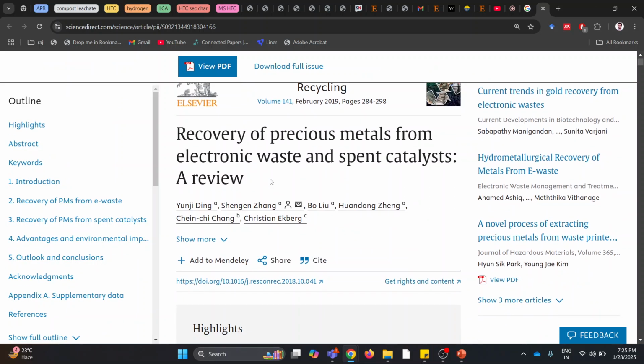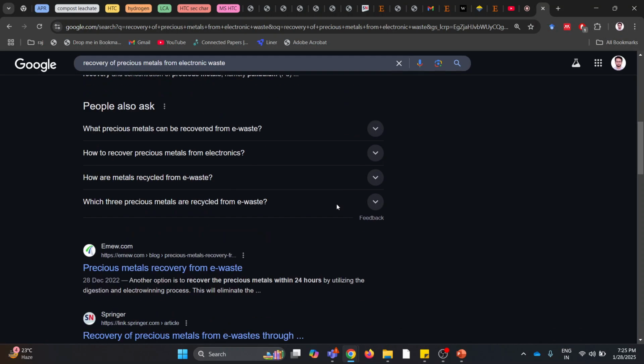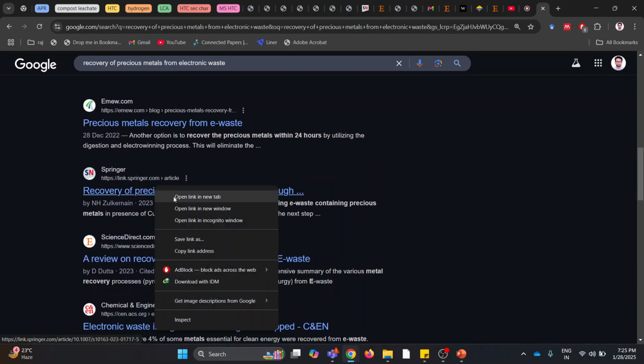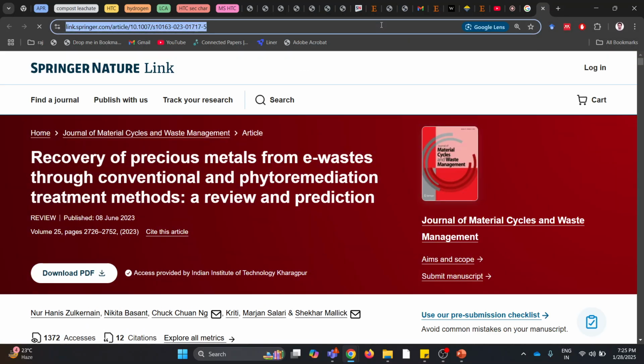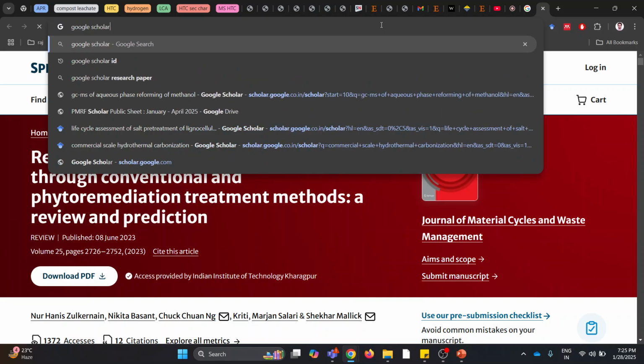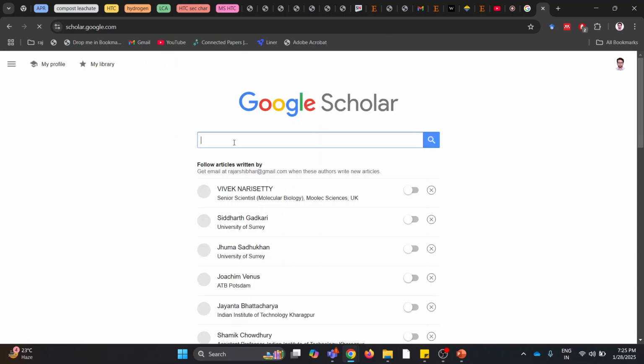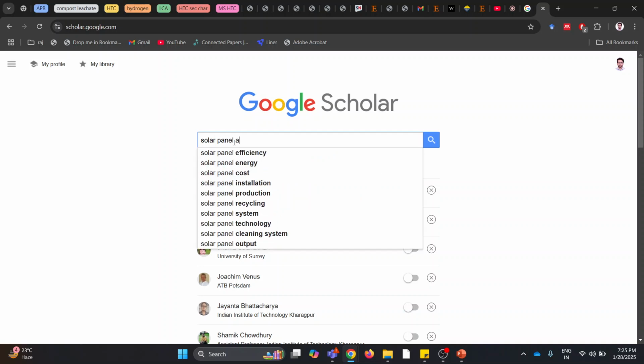For example, this is one such article on recovery of precious metals from electronic waste and spent catalyst. This is a review paper. And if I have to find something, there is Springer as well. This is one of the easiest ways. Otherwise, you can simply write here Google Scholar. In Google Scholar, this will come. Now Google Scholar has whatever you write here. You write your solar panel waste management.